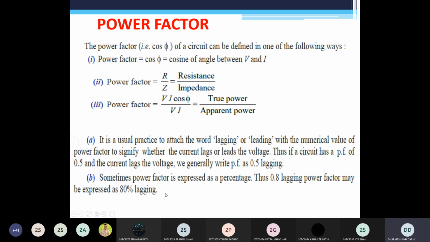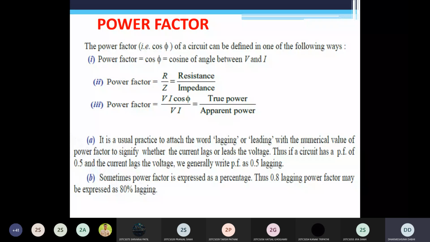Clear? Sometimes the power factor is also expressed in terms of percentage. Like 80% lagging power factor, it means that your power factor is 0.8 lagging. Or you can say that current lags behind the voltage with the power factor 0.8. Clear? So this is the way you can identify lagging or leading in the power factor.